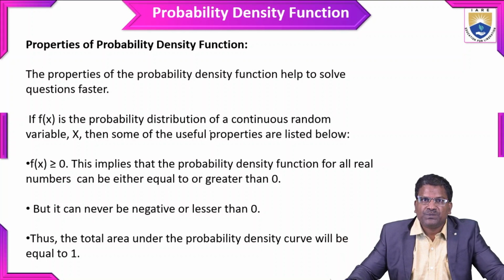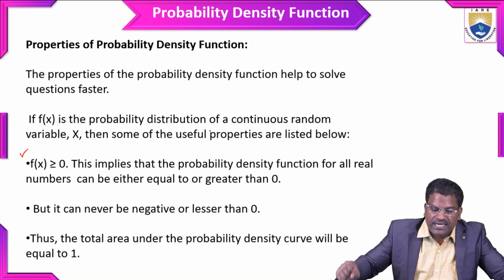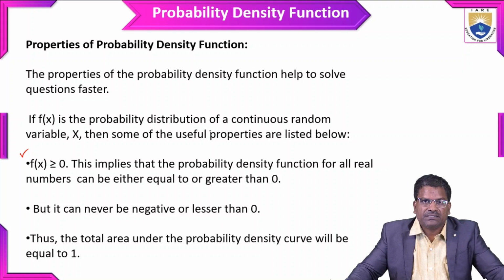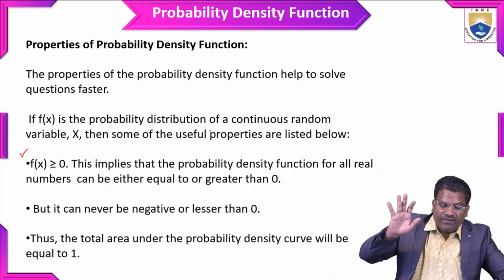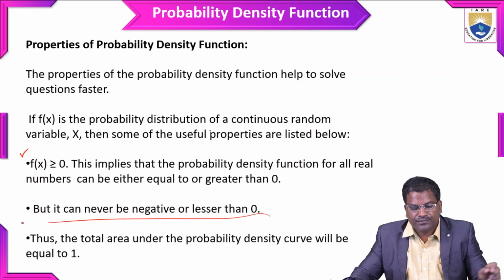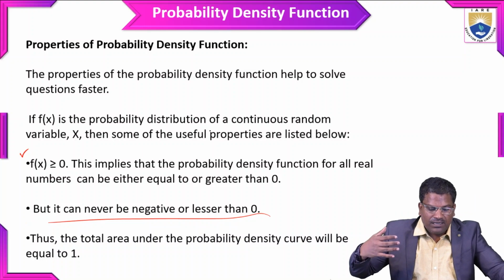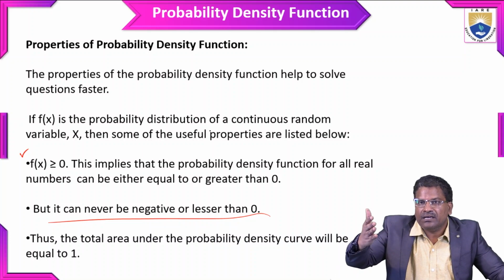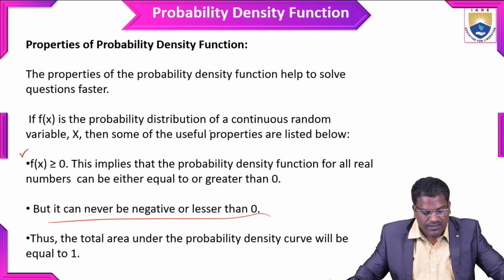F of x is always positive. F of x is greater than or equal to 0. This implies that the probability density function for all real numbers can be either equal to or greater than 0, but it can never be negative or less than 0. Third one, the total area under the probability density curve, as we have seen in the area under the bell-shaped curve, will be equal to 1.